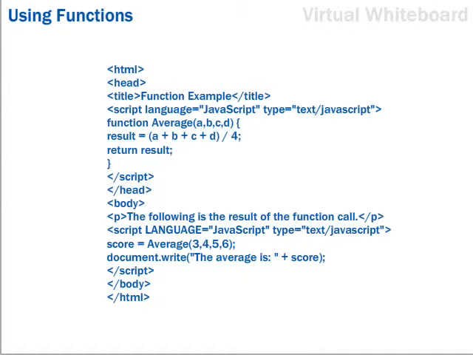This HTML document also includes a small script in the body section that calls the average function and displays the result. You can use a variable with the function call as shown in this example. This statement averages the numbers 3, 4, 5, and 6 and stores the result in a variable called score.